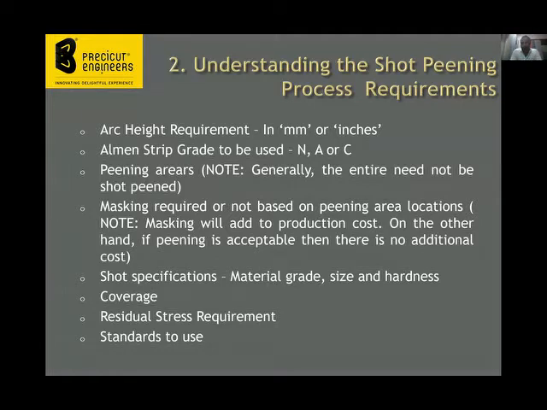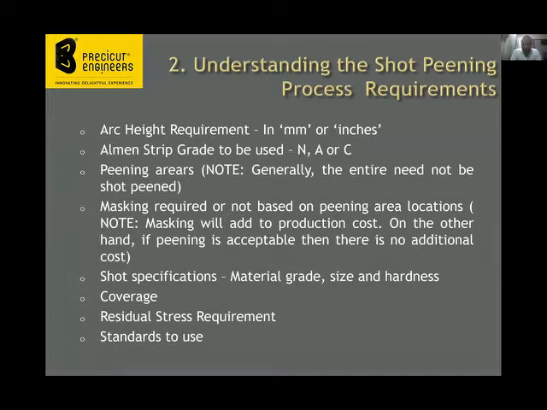Then the most important part which the user has to see is if there's any masking required. Masking means the client is suggesting that some areas should be protected from shot peening. So you have various sacrificial layers available. You have various stick-on tapes. You can use metallic fixtures which act as a protection barrier. If not, then there is no harm in peening the entire component if it is getting exposed, because masking is going to add to the operating cost rather than reducing it.